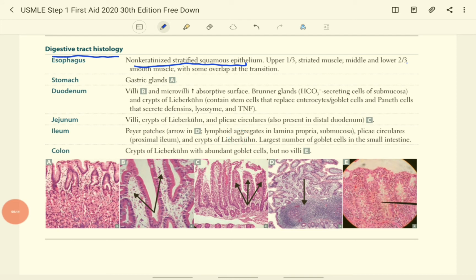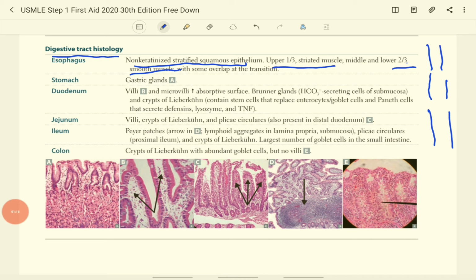The upper one-third of the esophagus is striated muscle, meaning skeletal muscle, the middle one-third is a mixture of skeletal and smooth muscle, and the lower one-third will be smooth muscle. So the upper portion is skeletal, the middle one-third is a mixture of skeletal and smooth, and then the last one-third is smooth muscle.